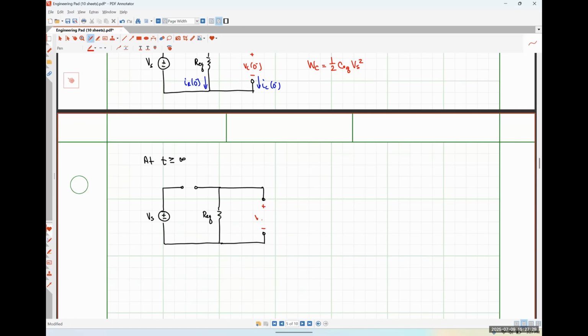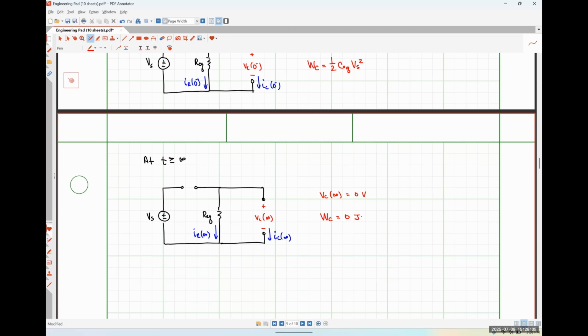Here's VC at infinity, IC at infinity, IR at infinity. And we should be able to see by inspection that VC at infinity is 0 volts because the RC network is disconnected from the voltage source. And from this, our energy stored by our capacitor is 0 joules.